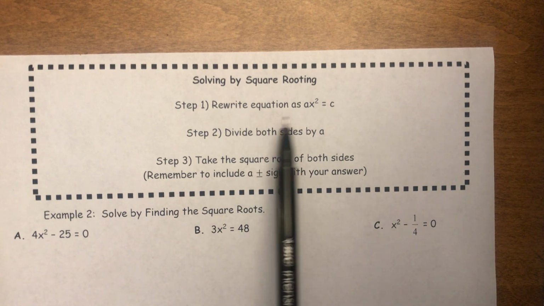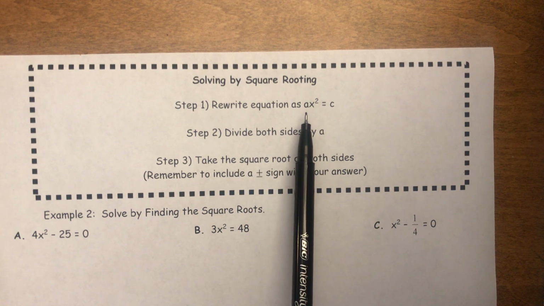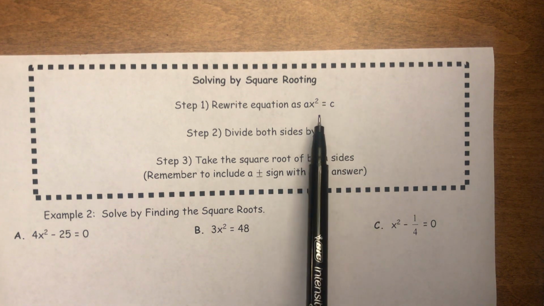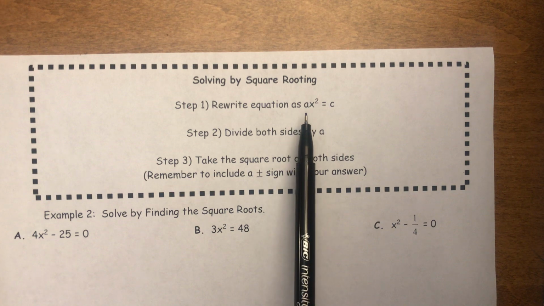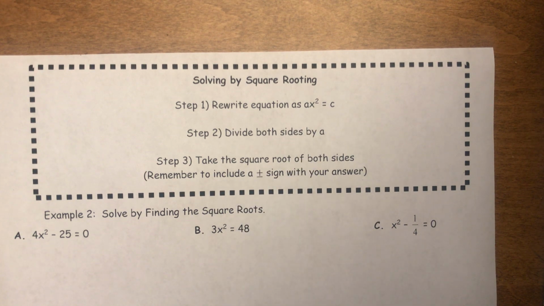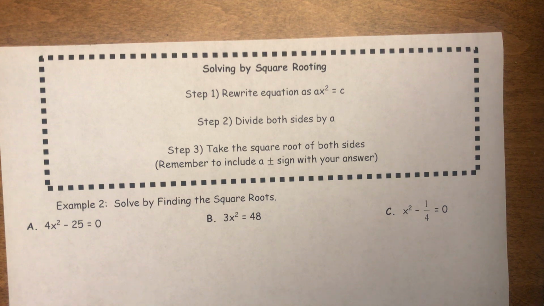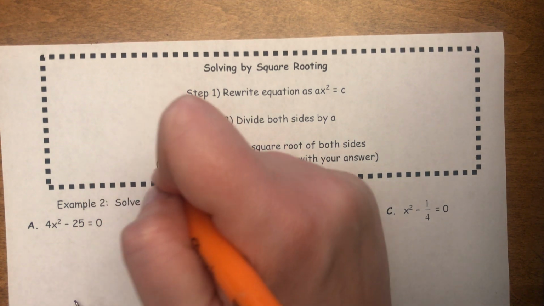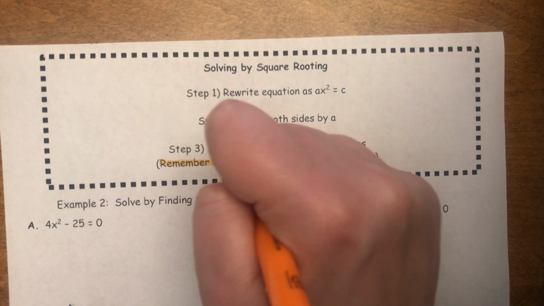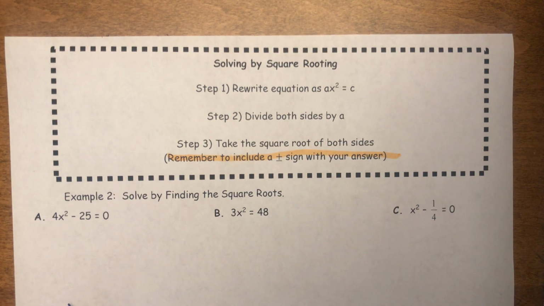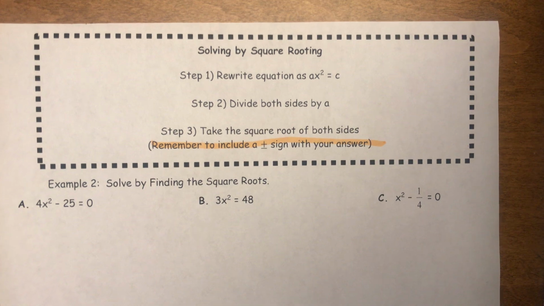The first step is to rewrite it where you have the quadratic term ax squared set equal to your constant c. Then you're going to solve for x squared. To do this, we have to get rid of the times a, so we divide both sides by a. And then the last step will be to take the square root of both sides. And remember, when solving with a square root, we have a positive and a negative answer. So we want to remember that we take both the positive and negative sign with our answer, so we write it as a plus minus.